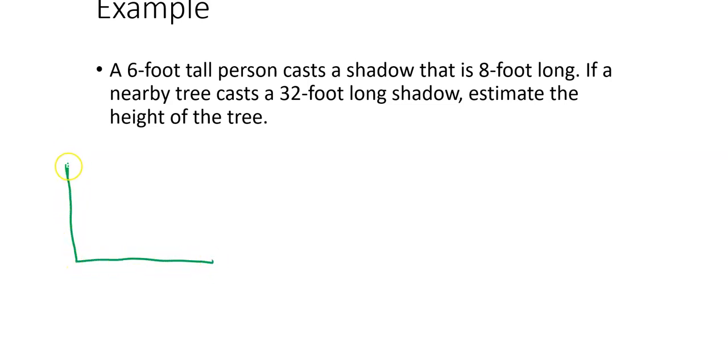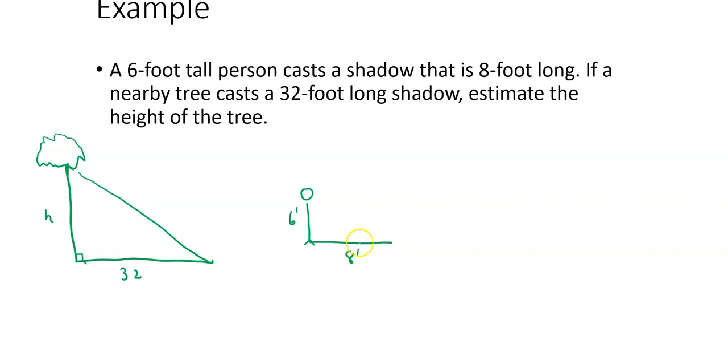Trees are green, so we'll make our tree. There's our tree. Tree casts a 32-foot long shadow. The idea is that these things are all similar triangles. That's the height of the tree, and I don't know what the tree is. The 6-foot tall person casts an 8-foot long shadow.